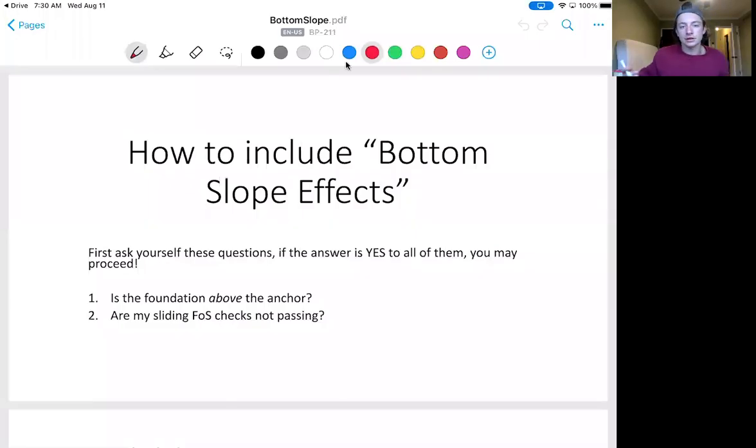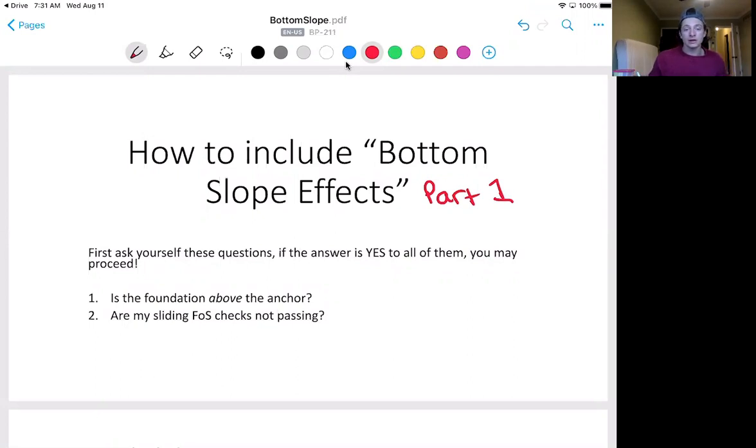Hello. In this lecture, we're going to discuss bottom slope effects. Really, this is bottom slope effects, part one. We'll deviate from the usual format a little bit because this is a document that I've already put together to explain bottom slope effects, and I'll go through this document and add some annotations and updates.